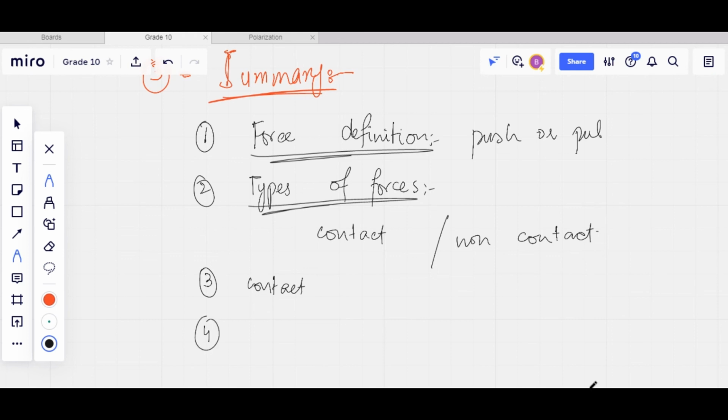And in the fourth one, which is non-contact force, those forces are also known as field forces. And we discussed three of them, which are gravitational field, electric field, and magnetic field. These are the three non-contact forces we do have.